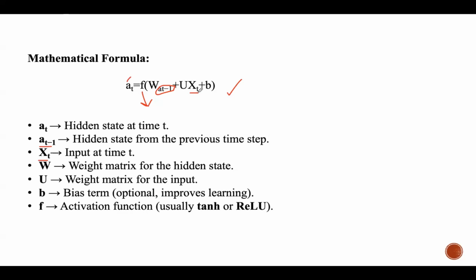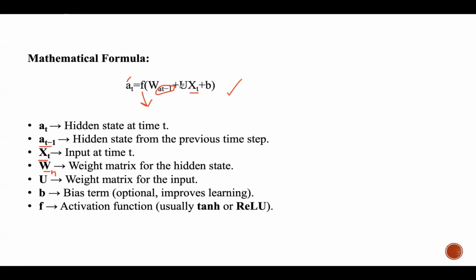Then coming to x_t, the current input at time t. In applications like NLP, it can be a word embedding, whereas in time series forecasting, it can be a numerical value. Then coming to this W, it can be represented with W_H also, which is the hidden to hidden weight matrix. This weight matrix determines how much influence the previous hidden state A_t minus 1 has on the current hidden state A_t.